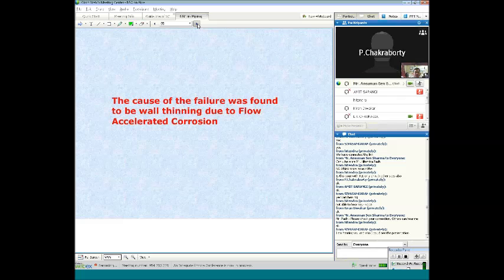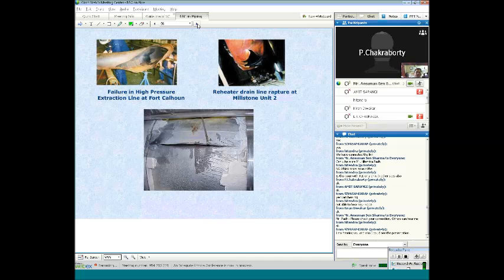Now, if I talk about the feed line, afterwards it was found that in many other nuclear plants, for example, there was a failure in a high pressure extraction line at Fort Callahan, that was also a nuclear power plant. Then a reheated drain line reactor in the Millstone Unit 2, that is also a nuclear power plant. And not only the feed lines and the drain lines, it was also seen in the feed water heater shell in a Point Beach Unit 1 nuclear power plant. So it was happening in a lot of places, and all of those causes were attributed to flow accelerated corrosion afterwards.